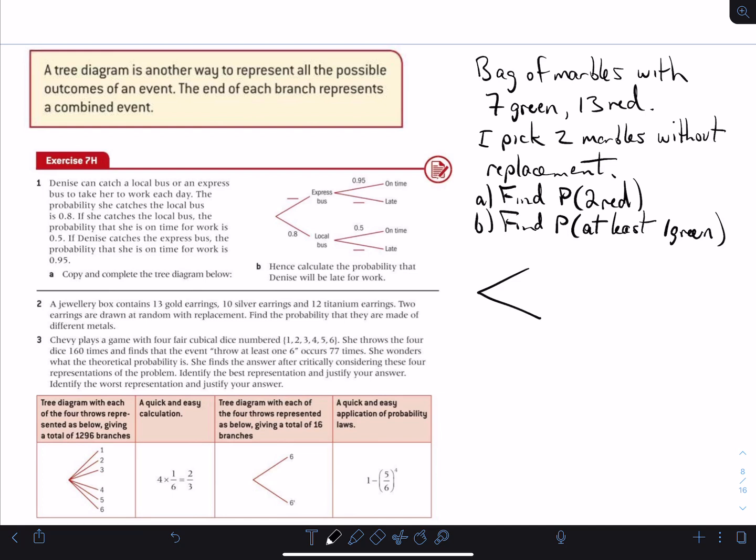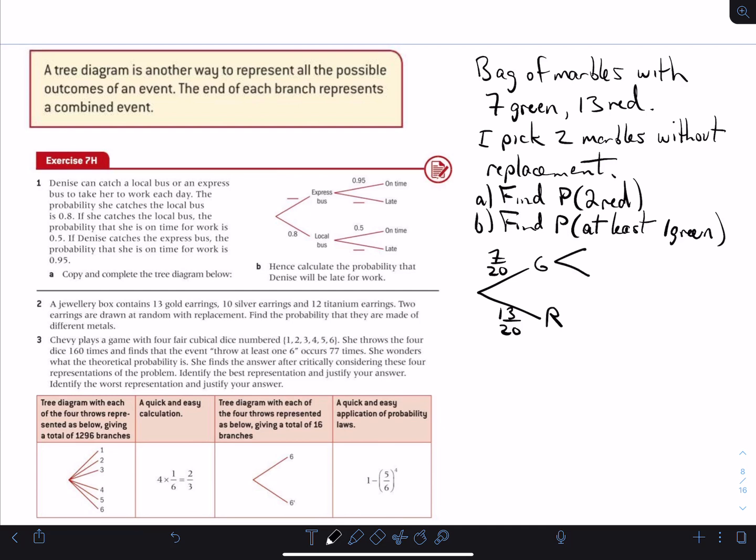I pull out one of the marbles and either it comes out green or it comes out red. And what you do is you fill in the probabilities. So the probability that it is green is 7 out of 20 because there's 20 in total, and red is 13 out of 20. Fine. So you make a split like this for every decision you've got to make.